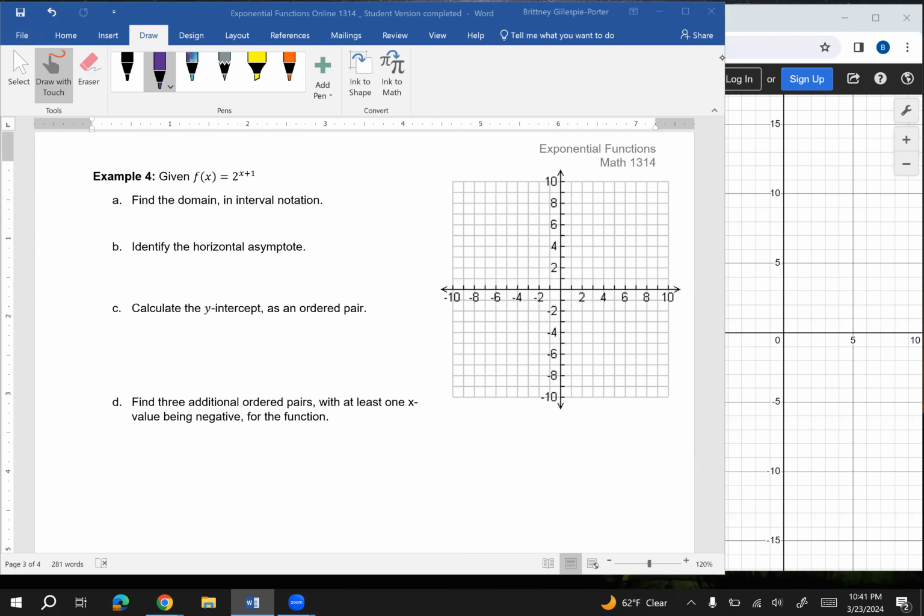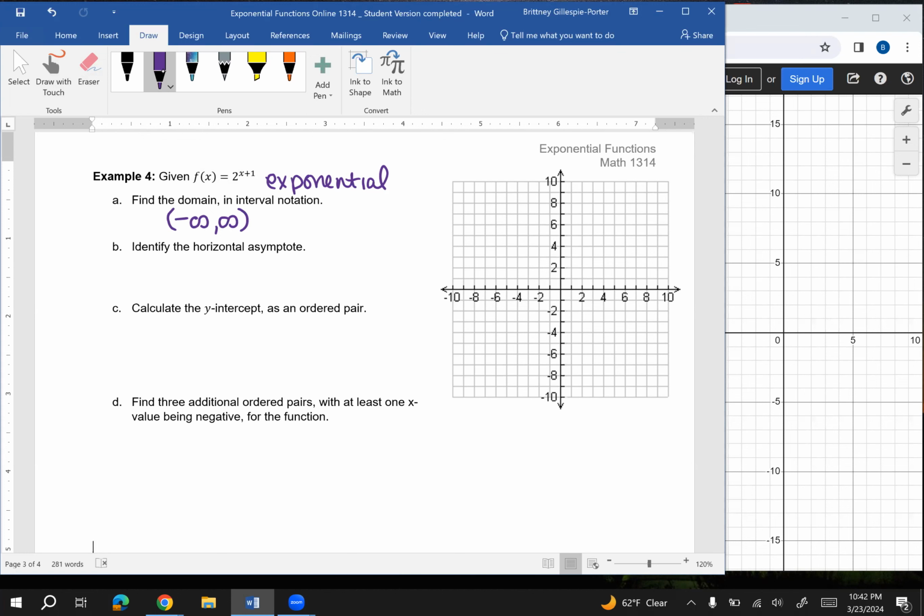Let's work on graphing these exponential functions. Our first one, we have f of x is equal to 2 to the x plus 1. This guy is an exponential function, not just because I told you we are doing exponential functions, but because our variable is in the exponent. If the variable was not in the exponent, we would not have an exponential function. But because it's an exponential function, we know the domain is immediately negative infinity to positive infinity.